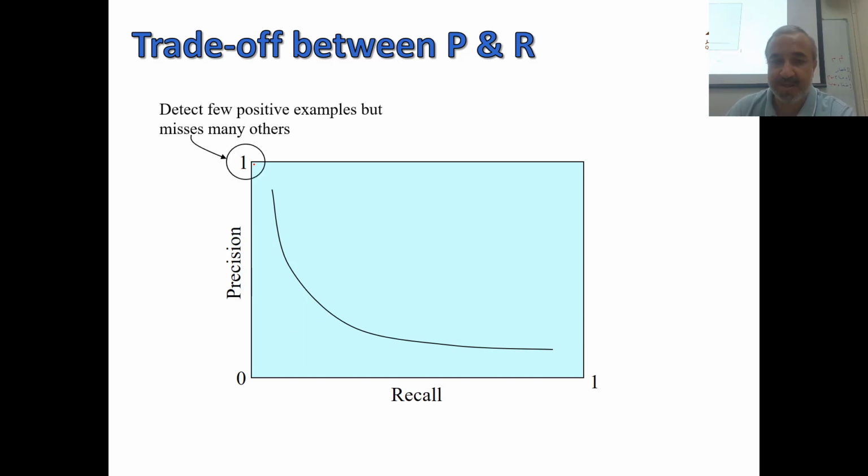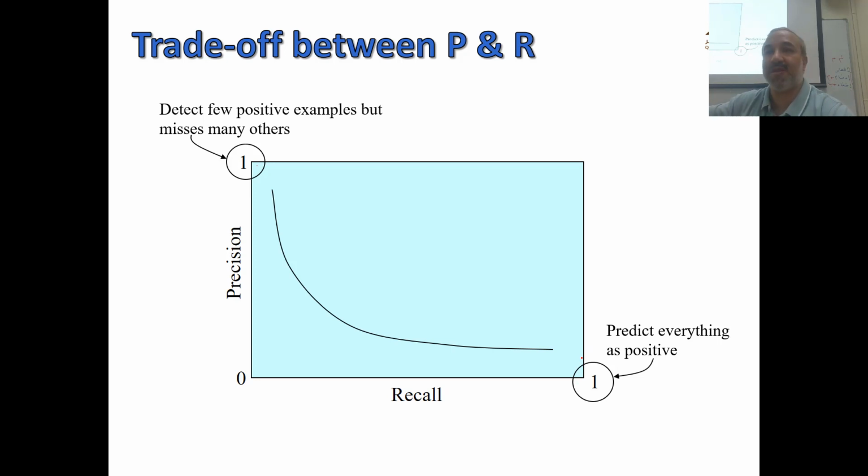So at this point, let's say at the beginning, if we are very strict, then we can detect very few positive examples, but we are missing many others. So the precision will be very high, but recall will be very bad because we missed many of the positive examples. But whatever we predicted as positive was correct. So the precision is perfect, but recall is very bad. So that's this point.